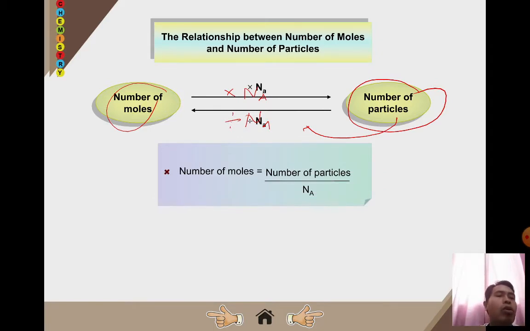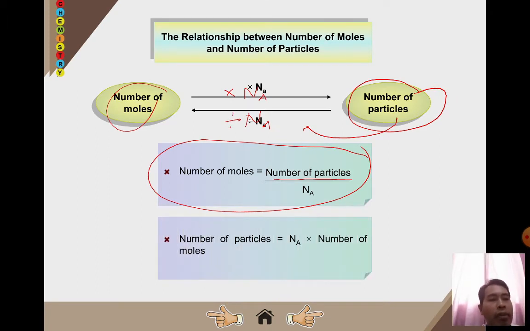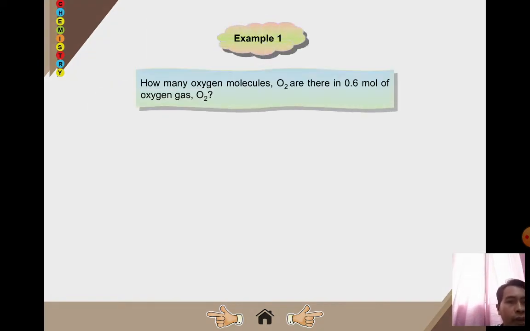Okay, number of moles equals number of particles over Na. Okay, ini adalah rumusnya, awak kena ingatlah. And then number of particles pula terbaliklah, Na times dengan number of moles. Okay, we go to the example baru you boleh nampak.